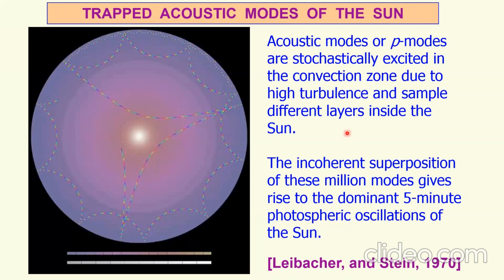So soon after the discovery of these global modes of the sun, Wolff in 1972 proposed that the tremendous amount of energy produced during the flares can excite free modes of oscillation of the sun in the same way as the turbulent convection does in the sun.